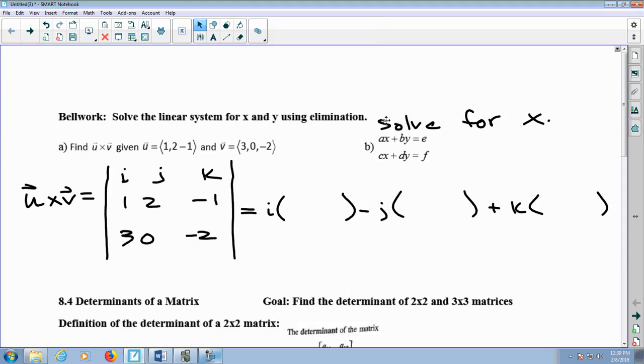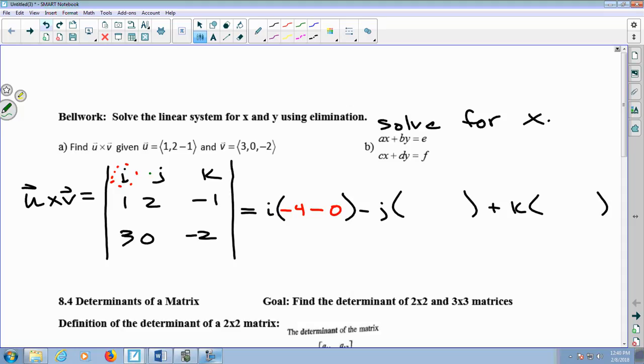So for i, in the parentheses, we take i and eliminate the row and column of i. Then we look at that 2 by 2. I'm left with 2, negative 1, 0, negative 2. So I have negative 2 times negative 2, which is 4, minus 0, and I do negative 1 times 0.